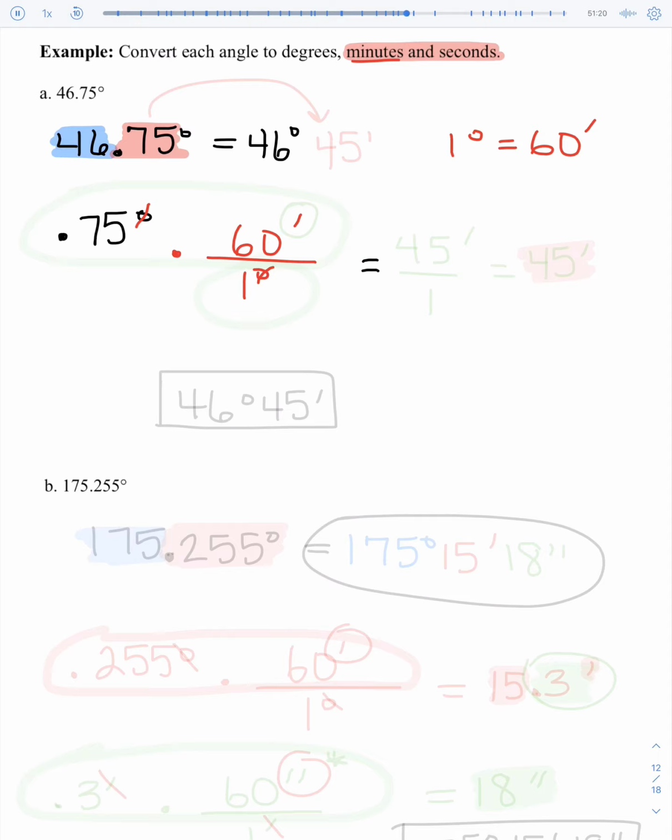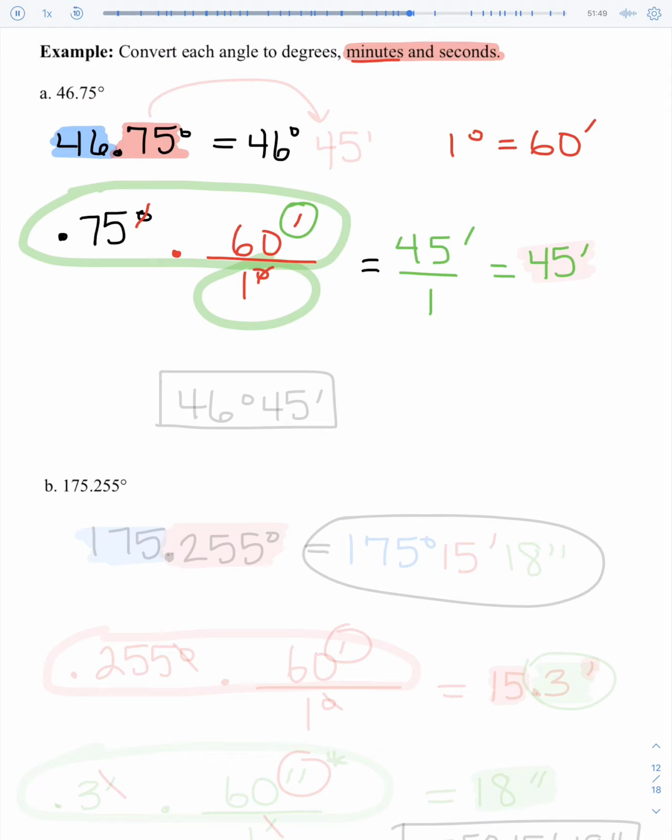What does this mean I'm going to do this time? Well, mathematically speaking, that means I'm going to multiply my 0.75 and my 60 and then divide by 1. So what is 0.75 times 60? Well, that's going to give us 45, and a 1 on the bottom. But remember that this time our units are in minutes. So 45 divided by 1 is just 45. So that gives us 45 minutes.